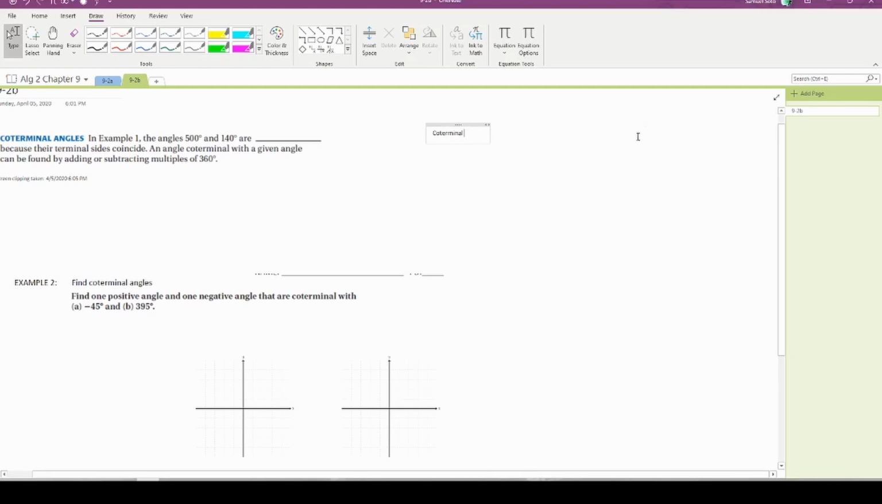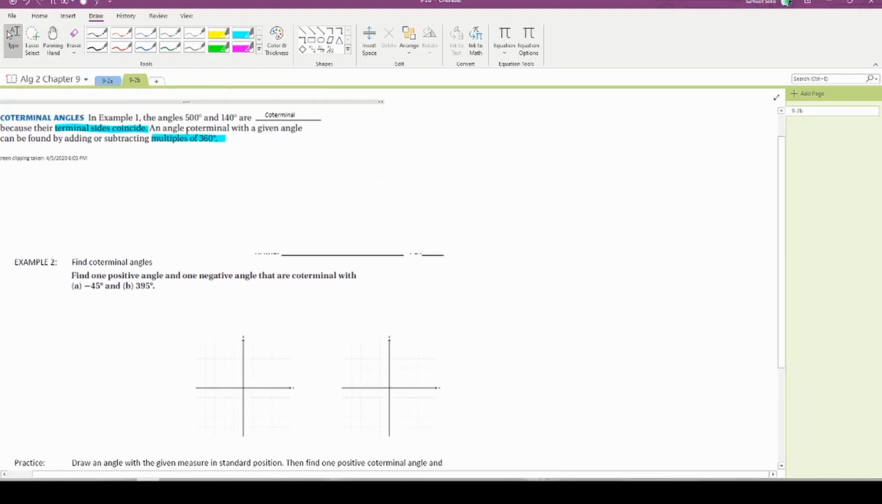So in example 1, the angles 500 and 140 are coterminal because their terminal sides coincide. They're the same. An angle coterminal with a given angle can be found by adding or subtracting multiples of 360. That is important for you to know. So when we do coterminal angles, the key is multiples of 360.